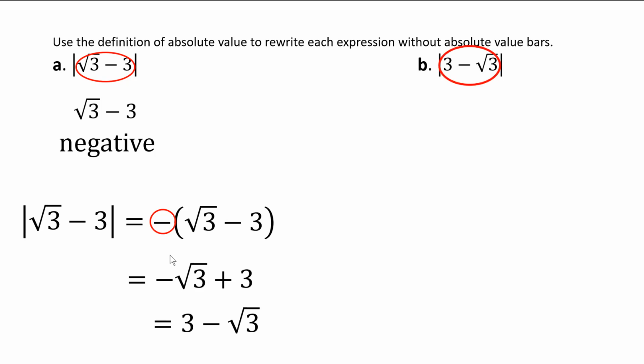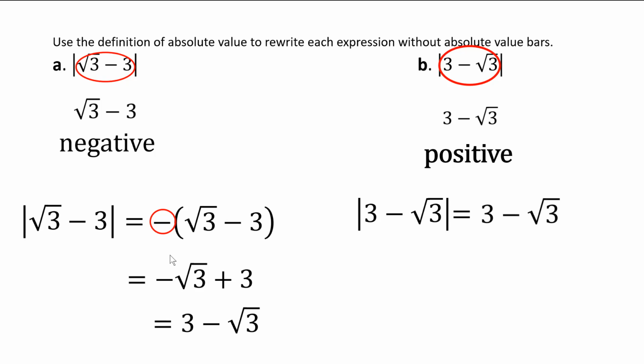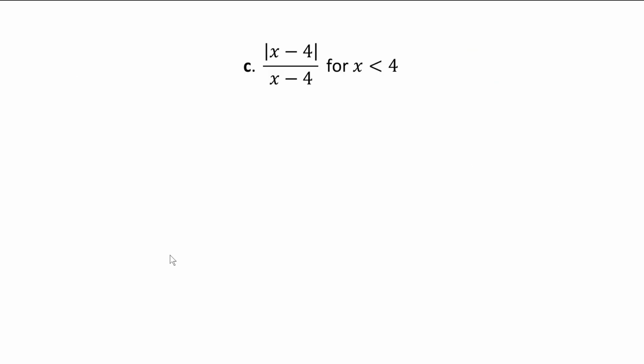For the absolute value of 3 minus the square root of 3, we have a positive value. 3 minus square root of 3 is positive. So the absolute value of it is just itself. All right, here we have another one where we want to write this as simply as possible. The absolute value of x minus 4 over x minus 4. It's tempting to want to just cancel that x minus 4 with the bottom, but you can't do that. You have to get rid of that absolute value sign before you can do any algebraic manipulation on this problem.